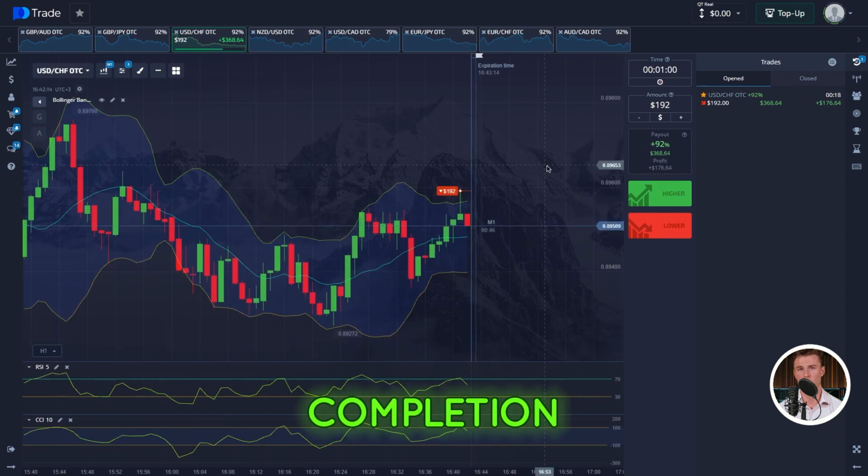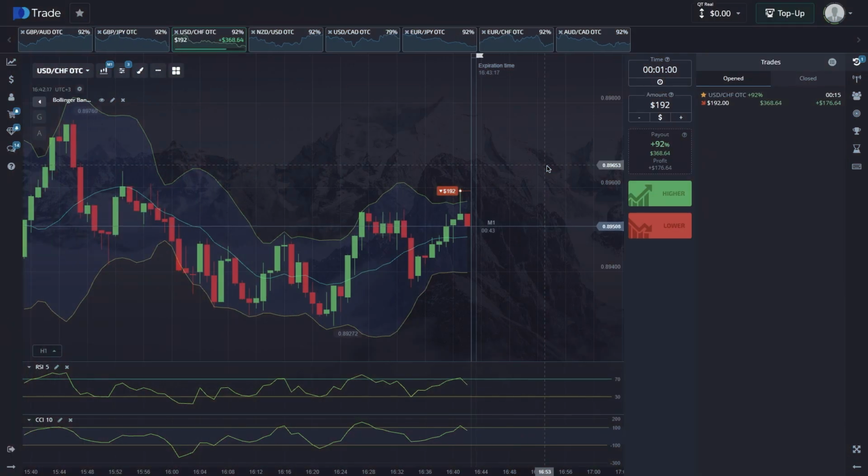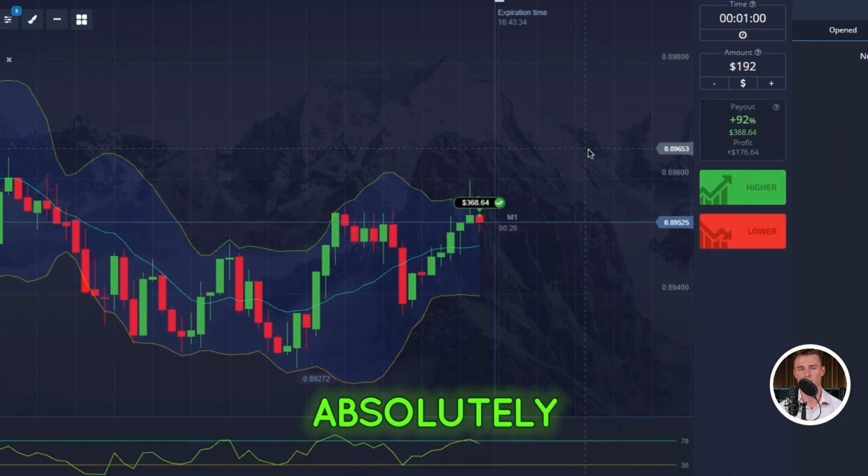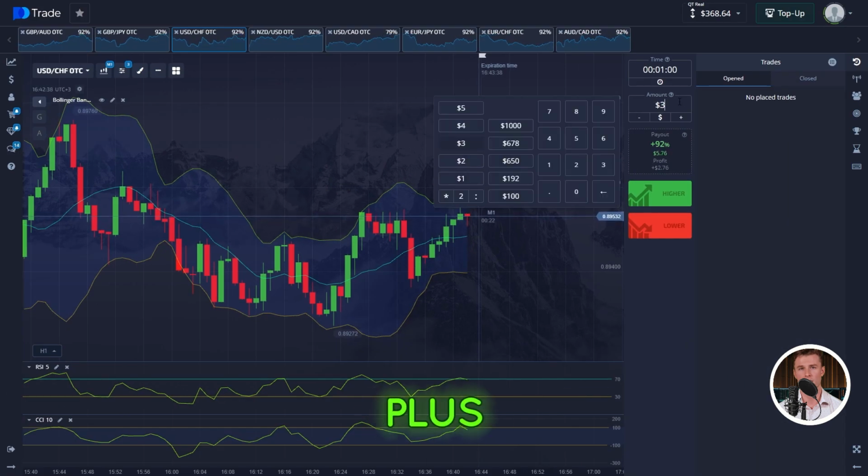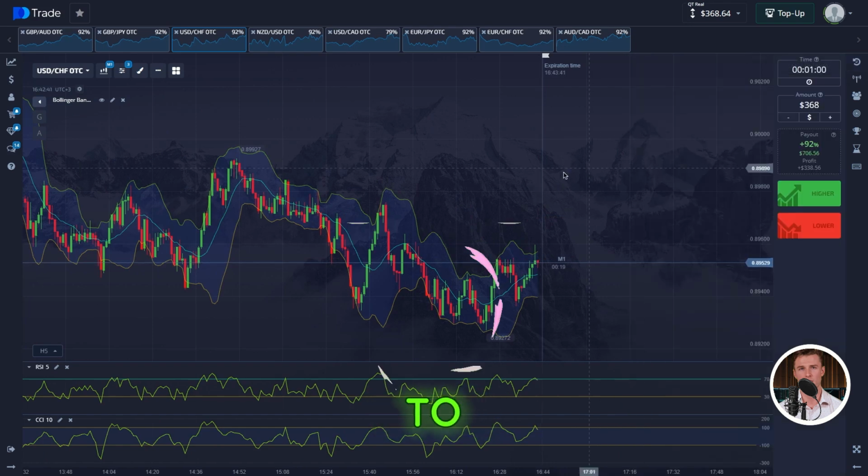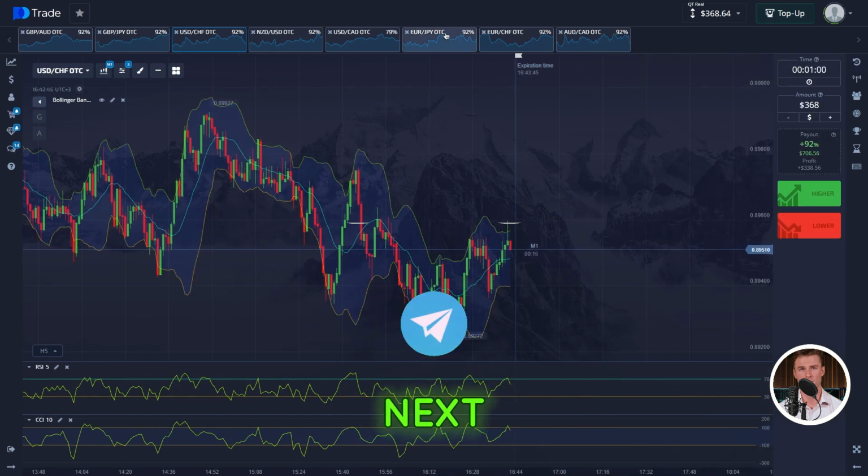Let's watch the completion of the deal. And the second deal is also absolutely easy to close in a plus. Change the amount of the value. Let's try to open a deal to increase and select the next currency pair.